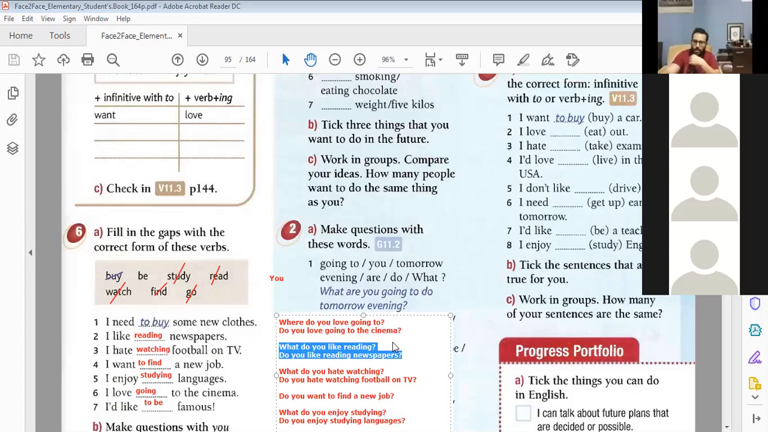All right, Abdullah, can you do number 7? What do you like to be? Here it's not do, it's would. You have to use would, Abdullah, not do, because you have would in the sentence. What would you like to be? Not do. Would.